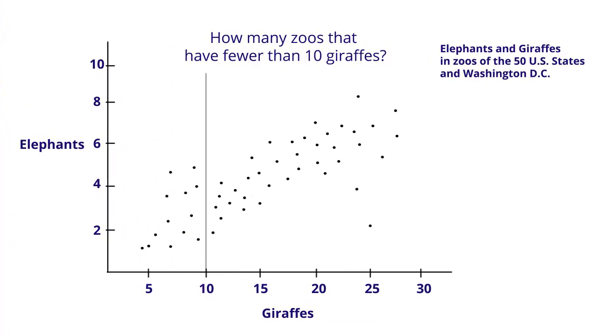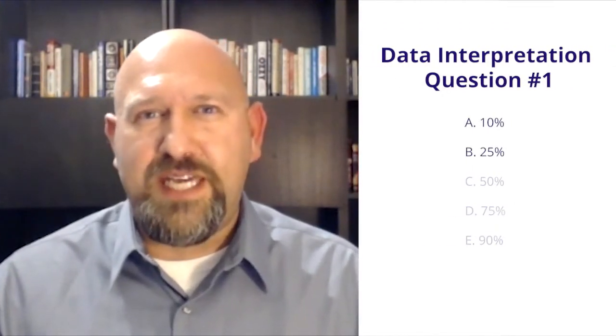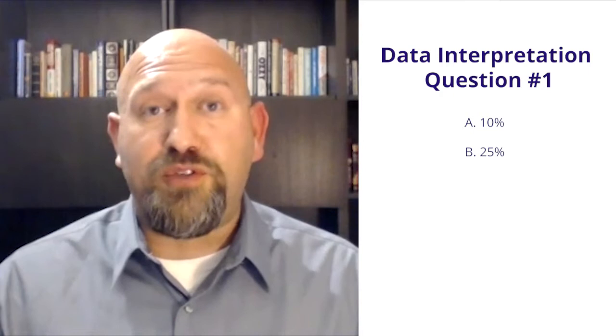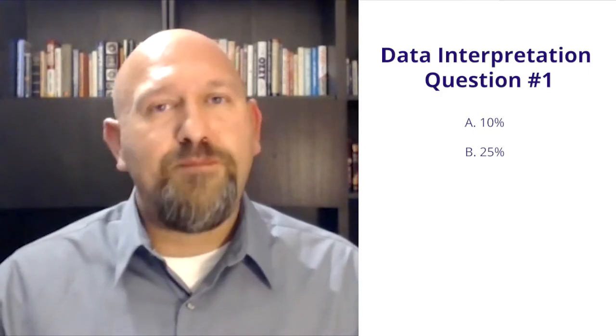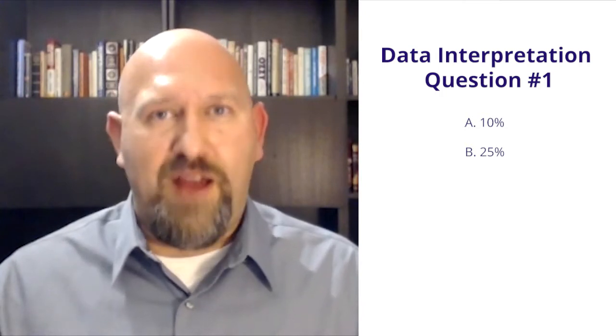To the left of that line, does that look like a majority or a minority of all the dots to you? It's certainly a minority, right? You don't need to take your finger and start counting up all those dots to recognize that. Well, already 3 answer choices are dead to us. Get out of here, answer choices C, D, and E all represent 50% or greater. That leaves us with 2 answer choices, 10% and 25%.